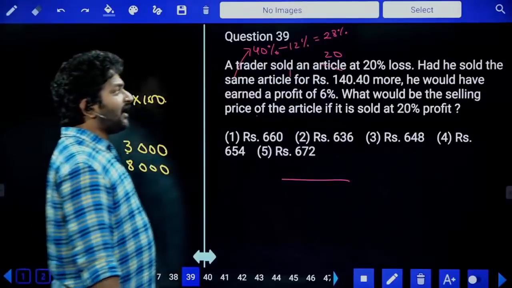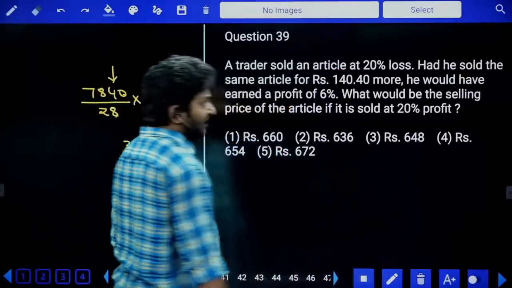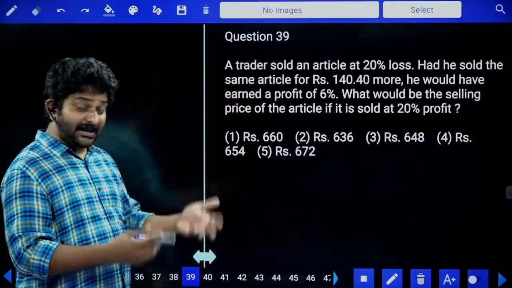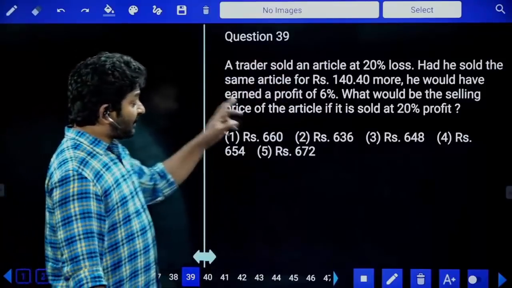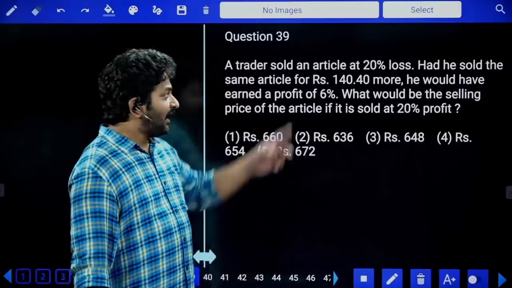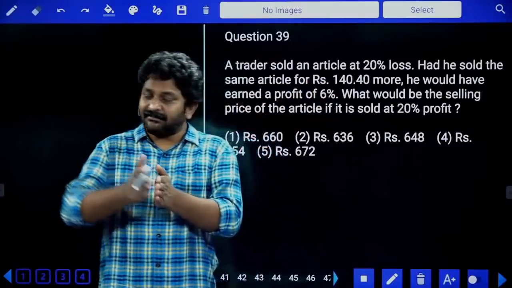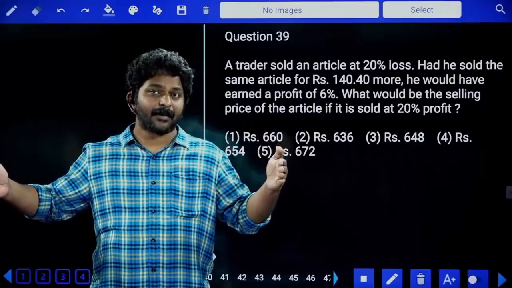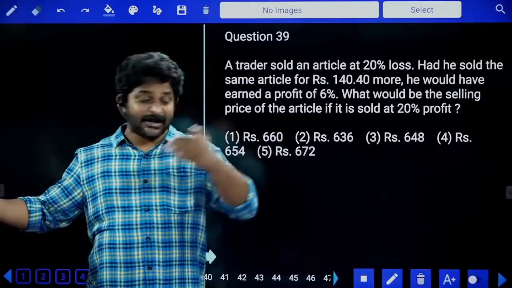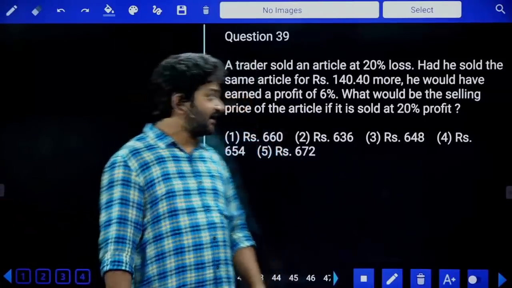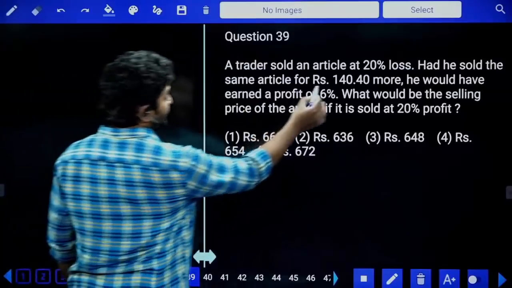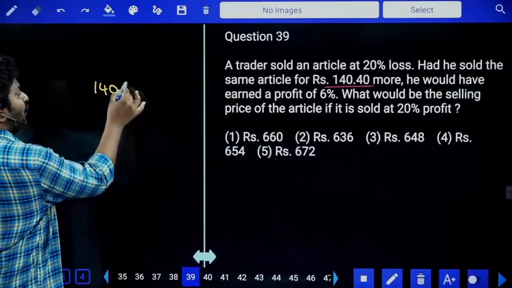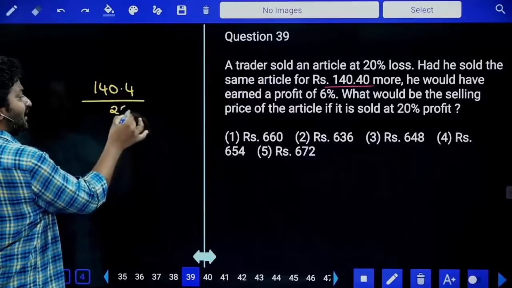A trader sold an article at 20% loss. Had he sold the same article for 140.4 rupees more, he would have earned a profit of 6%. Earlier he was getting 20% loss, that will be on the negative side, and now in this case he is getting 6% profit, that will be on the positive side. Minus 20 plus 6, the difference is 26%. This 26% has come just because of 140.4 rupees. That means 1% is equal to that divided by 26.